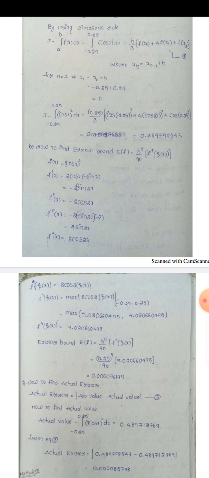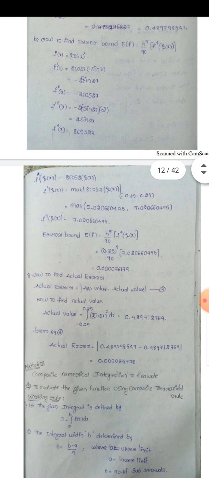Now the actual value equals the integral from minus 0.25 to 0.25 of cos x square dx, equals 0.489712769 from equation 3. Actual error equals the mod of the approximate value 0.489798547 minus 0.489712769. After simplifying we get the value equals 0.4085778.